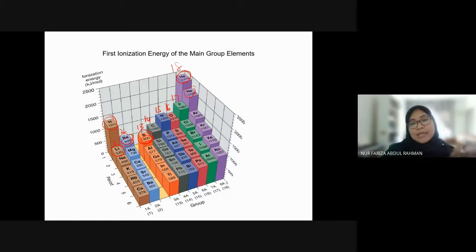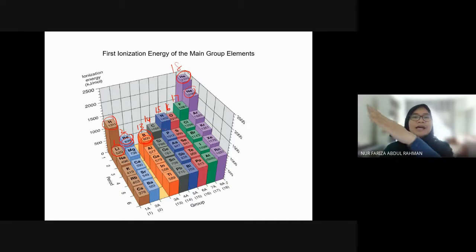Okay, like what we had learned in the earlier slide. In the earlier slide yang pasal chromium dengan copper tu, anomaly tu kan. Okay, so this is also the same. So we have abnormality yang tak follow the regular trend, and we will look at why, okay, in the later slide. Okay, just to highlight, okay, kenapa dia tak follow trend.